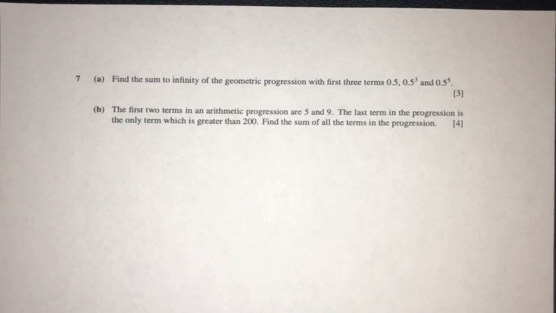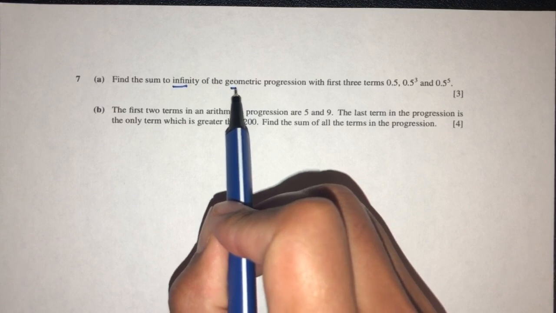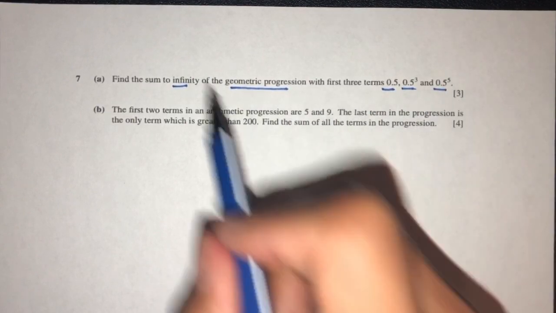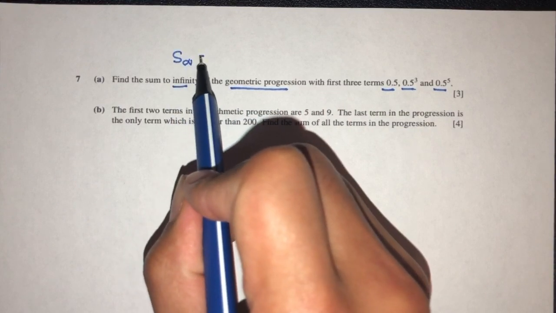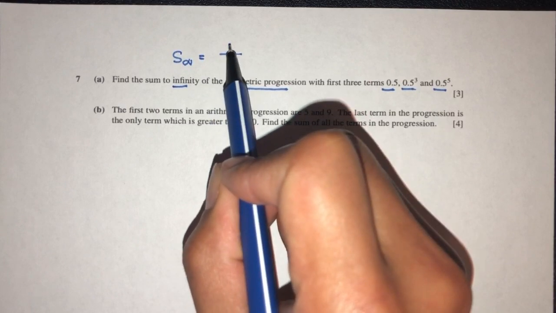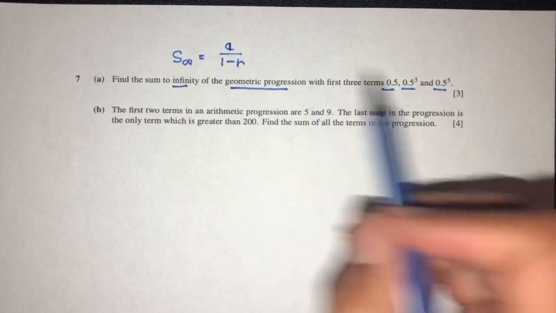Let's move on to the next question. So here we have to find the sum to infinity of a geometric progression with the first three terms, this, and this. So sum to infinity is equal to 1 over, what is the equation? Sorry, it is not 1 over, it is a over 1 minus r. Okay, so let's first find the value of a and the value of r.